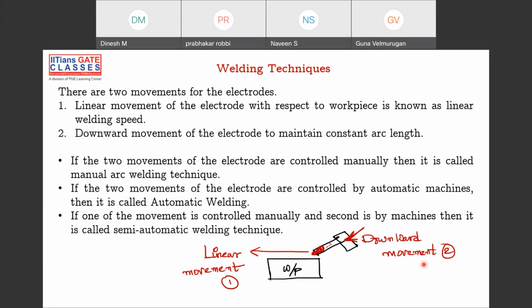I also told you that if the first and second movements are controlled manually, this is called manual welding. If both movements are controlled by a machine, in the sense of a computer, then it is called automatic welding. And if the linear movement is controlled manually, and the downward movement of the electrode, because of its consumption, is maintained by a machine, then as one is machine and another is manual, it is called semi-automatic welding. This is where we stopped in the previous class.